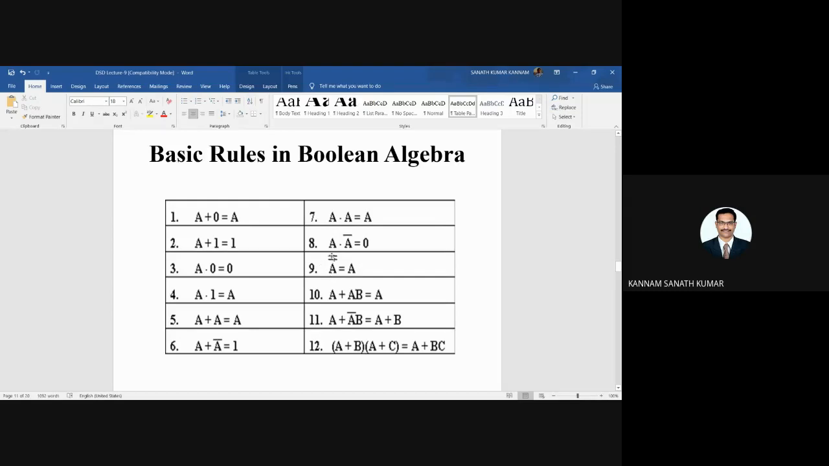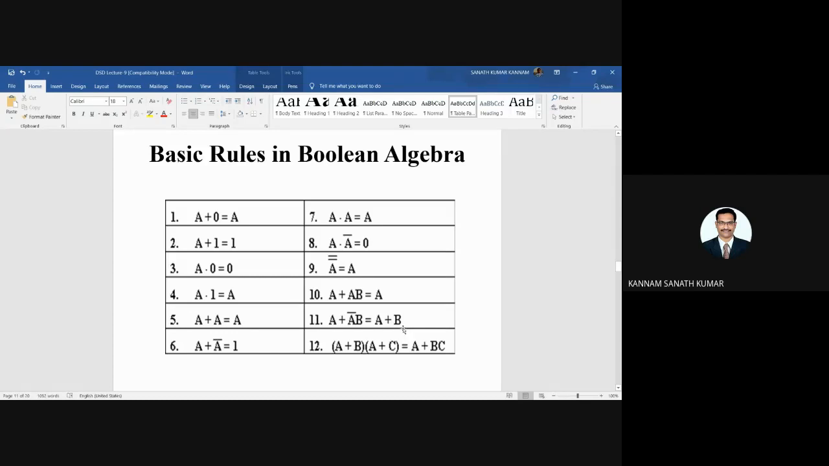A bar whole bar. So that means complement of the input and again whole complement, you are getting the input itself. Okay. And A plus AB equal to what? A. So this is nothing but what we call the absorption law. Okay. A plus AB equal to what? A. A plus A bar B equal to what?